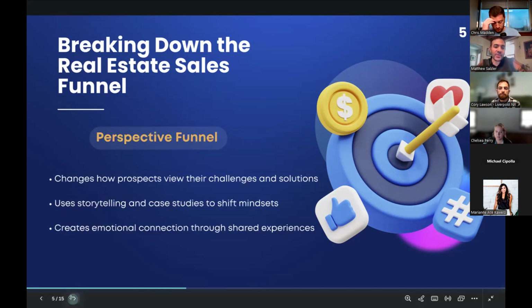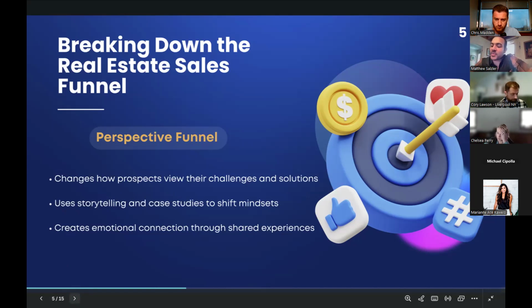The next one is perspective funnels. There's a couple of parts to this. It's changing how prospects view their challenges and the solutions, using storytelling and case studies and creating more of an emotional connection through your content. So sharing more about you as a person.